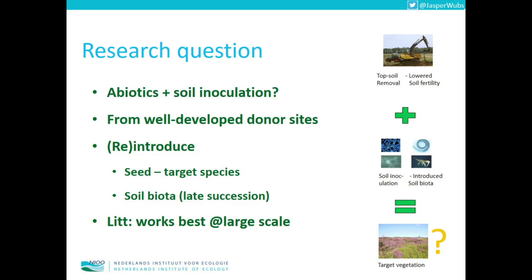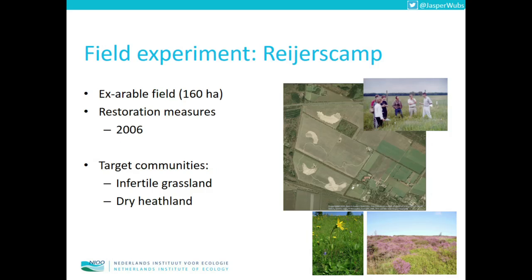And those are typically the plant species that we want to restore, so you need to do some abiotic interventions to get that going. But there's also definitely a role, I think, for the soil community. So this is what we started testing. What happens if we inoculate these areas with soil from well-developed ecosystems? We did this in the field.